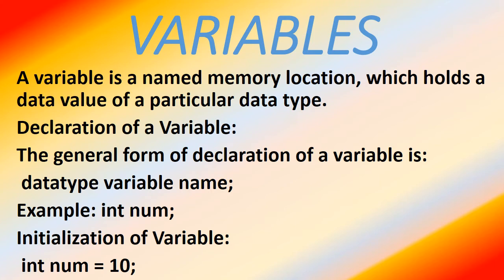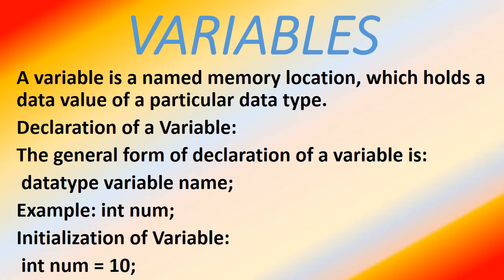Just like a container. A variable is just like a container in which you can contain anything according to your wish. For example, if there is a glass, in the same glass you can store water, you can store juice, you can store milk. So the same container, but the values can be different. In the same way, a variable is a named memory location. It will occupy some space in the memory and that memory will be reserved for that variable.